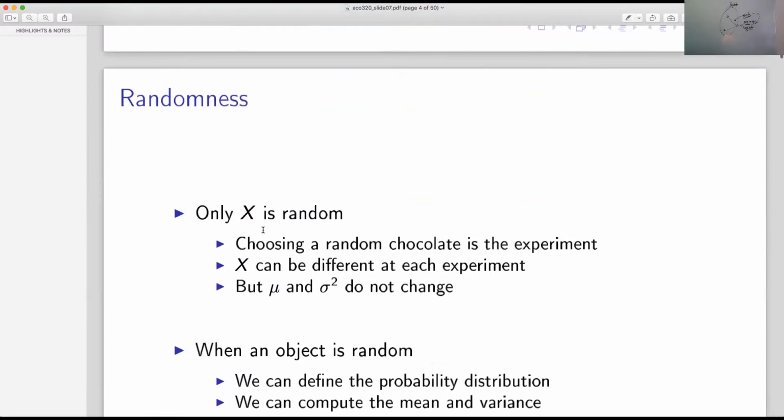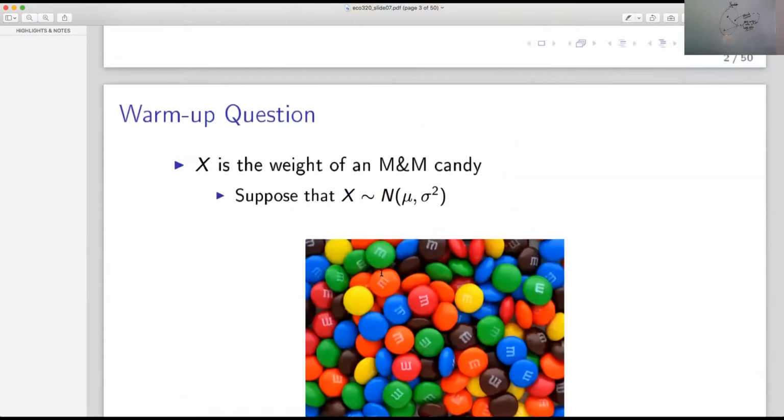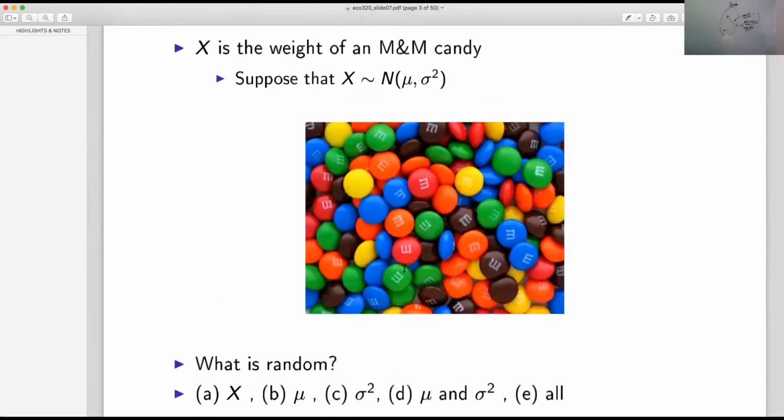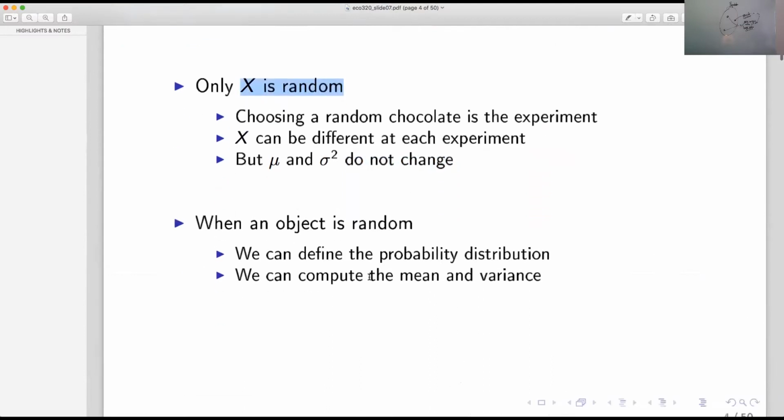So only X is random. Why? Because choosing a random chocolate is an experiment. So depending on which one you are choosing, it might be different, right? But mean and variance do not change. For example, I told you earlier, the population is unknown, but it's not random. So if it's a given, like let's say the population parameters mu and sigma squared are given, it's not random, so it's not going to be changed. So the only randomness here is X.